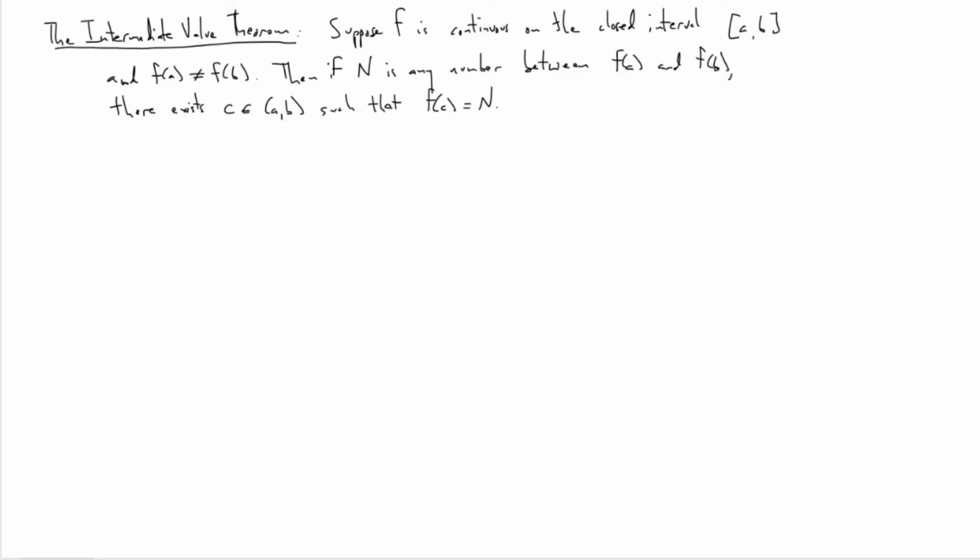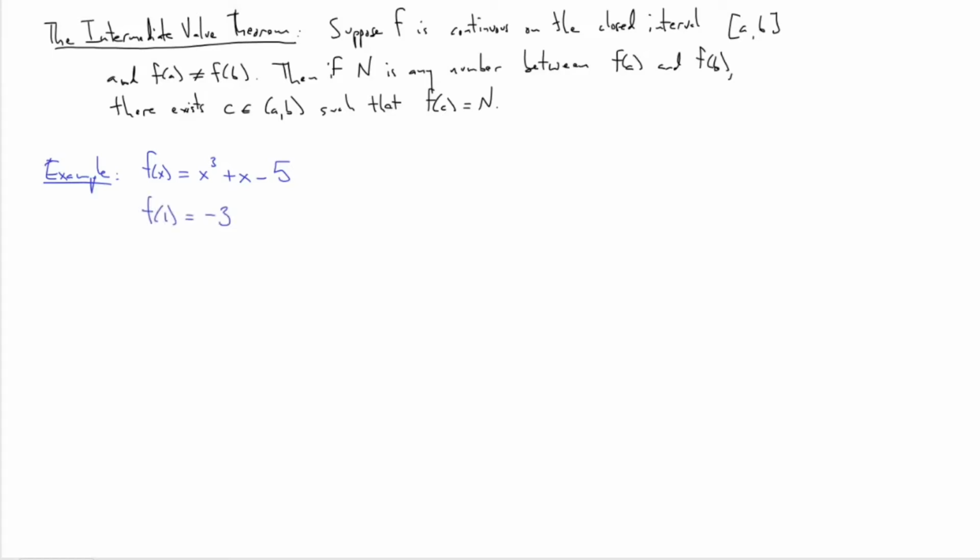This only works because the function is continuous. If the function wasn't continuous, it could skip over values wherever it wanted to. But for continuous functions, this always holds. Let's do an example. Here's a function f. F of x is x cubed plus x minus 5. It's a polynomial function, so it's continuous everywhere.